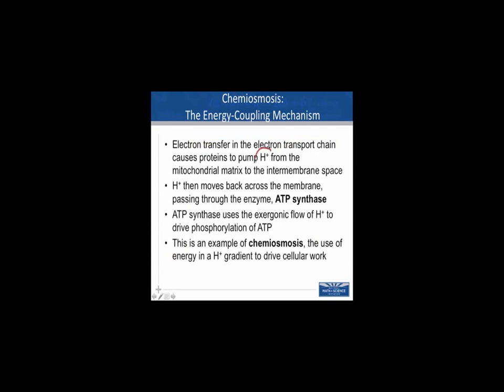So we've established a high hydrogen ion concentration on one side of the membrane. When that hydrogen proton moves back through ATP synthase, then that exergonic flow is what drives the phosphorylation of ADP, adding that inorganic phosphate, and that's going to produce or form ATP. And so this is an example of chemiosmosis.